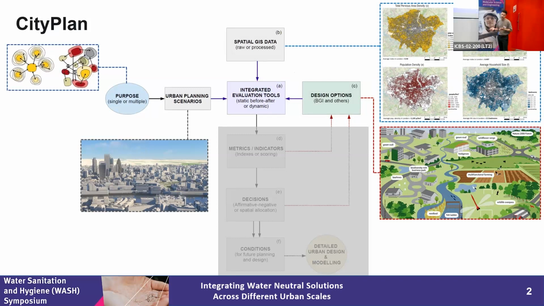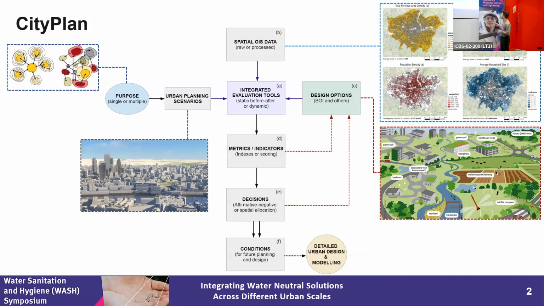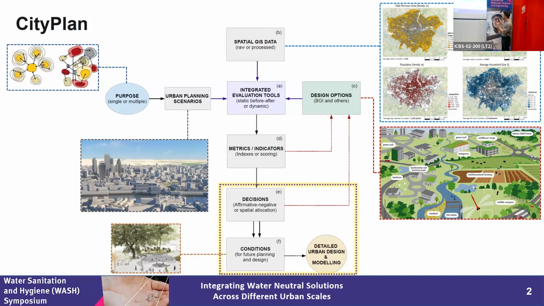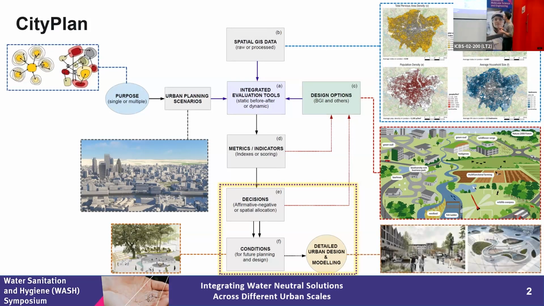These design options could be either blue-green infrastructure, or others. This will give us some metrics that will help us make decisions, such as whether an urban development is considered sustainable or not, or to have some spatial allocation inside the city. Towards what we call the systemic conditions for urban planning and design, and finally to have a more detailed design and modeling for our future cities.